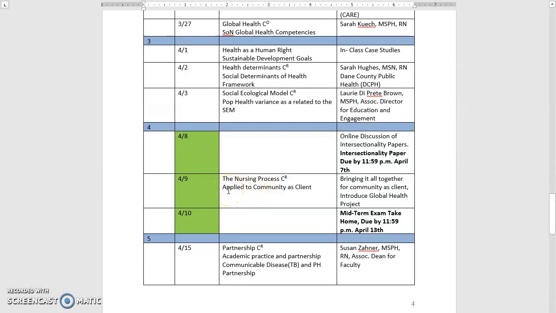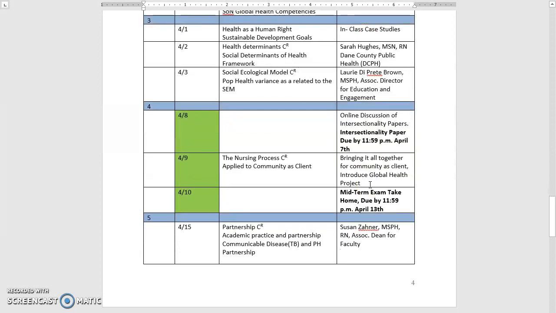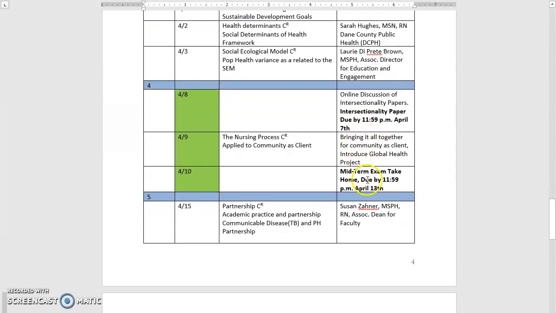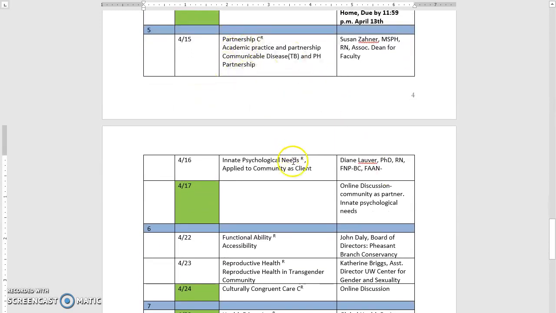How we're going to exemplify that is to apply it to the community as client, and I'm going to introduce your global health project a little bit more, but this is going to be a discussion forum as well. Then you have your midterm exam. It's a take-home, okay? So you're going to know what it is back here, I typically open class on the Friday before we actually start, just to give you that weekend to prepare and see what all is going to be coming up. But you have all the way until 11:59 on the 13th to get that midterm exam / paper uploaded.